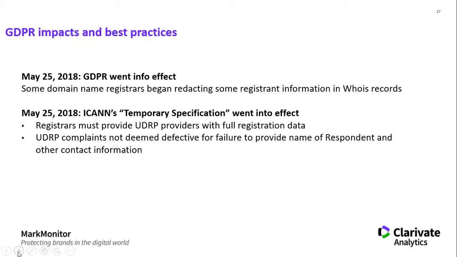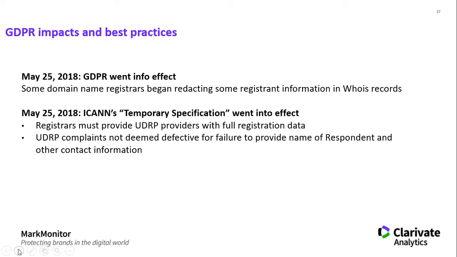So partly to address the dilemma of how the GDPR impacts the UDRP, ICANN adopted back in May, and it went into effect the same day as the GDPR, what's called the temporary specification. This is basically a policy that says that domain name registrars must provide UDRP providers with the names and contact information for domain name registrants in UDRP proceedings, and also that UDRP complaints themselves cannot be deemed defective for failing to include this information in the first place.